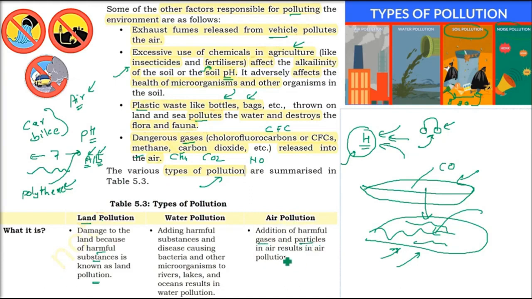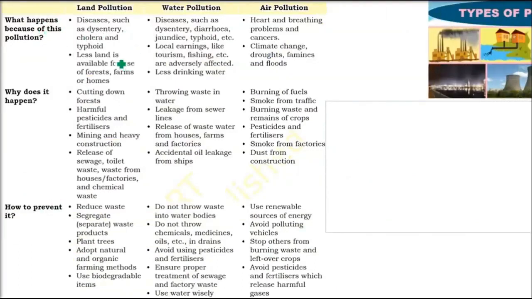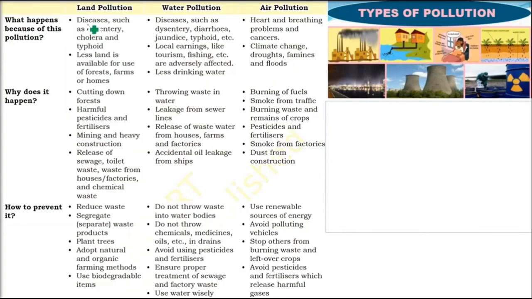What is air pollution? The addition of harmful gases and particles in the air. As I talked about, methane, carbon dioxide, and nitrous oxide, all these are dangerous. Now, what happens because of this pollution? Diseases. From land pollution come dysentery, as the excreta will never stop, cholera, and typhoid. Typhoid is very dangerous; you get so weak in typhoid that you will not be able to walk.